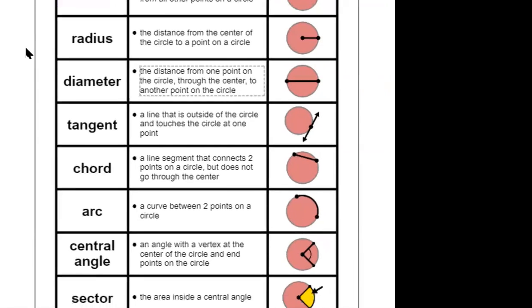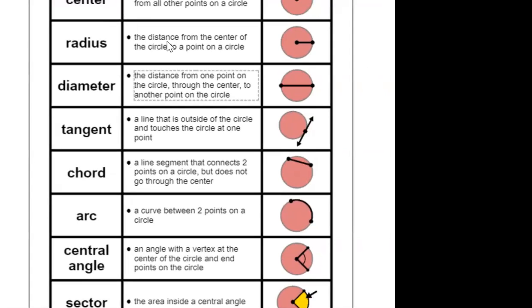Radius. Radius is the distance from the center of the circle to another point on the circle. So it doesn't go right across, but just the distance from the center to another point that's usually on the edge. Who wants to read the next word?